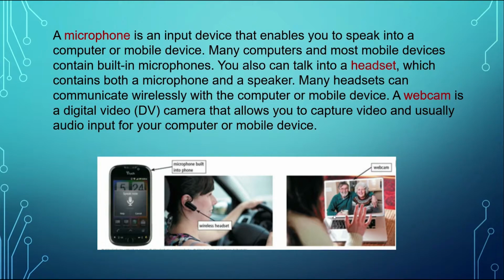If we read what we have here, a microphone is an input device that enables you to speak into a computer or mobile device. Many computers and most mobile devices contain built-in microphones. You also can plug in a headset, which contains both a microphone and a speaker. Many headsets can communicate wirelessly with a computer or mobile device. A webcam is a digital video camera that allows you to capture video and usually audio input for your computer or mobile device.